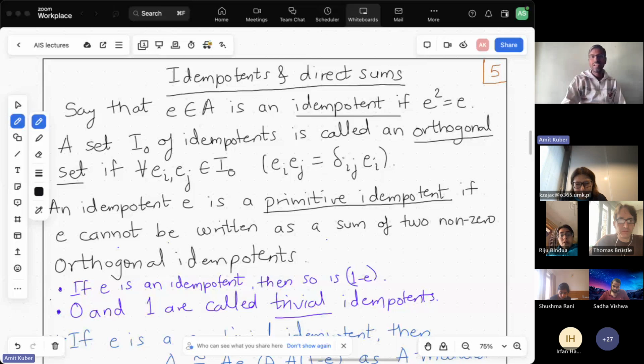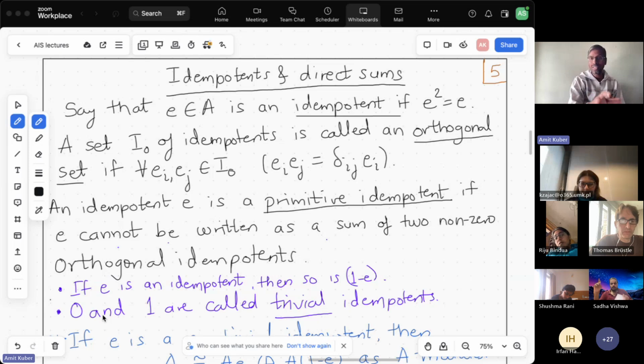Okay, so this is our definition of a primitive idempotent. Naturally, if you know one idempotent, then you obviously know the other one. It's simple algebra. You must have seen this in a commutative algebra or ring theory course, that if E is an idempotent, then 1 minus E is also an idempotent. And 0 and 1 are always idempotents. Our algebras are unital, so 0 and 1 are idempotents. We call them trivial idempotents. The non-trivial ones are the other ones.